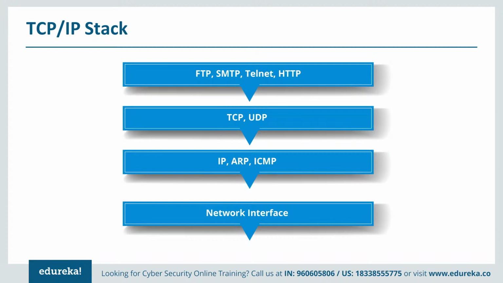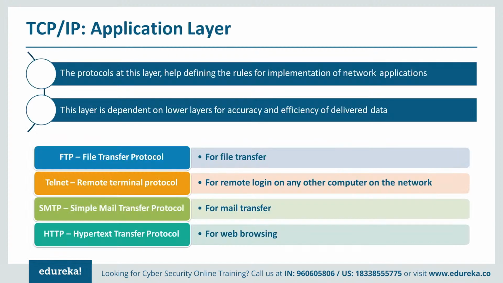So, the simple TCP/IP stack. What are the protocols used? In the top layer, the application layer uses FTP, SMTP, Telnet, HTTP, etc. The host-to-host layer uses TCP and UDP protocols. The internet layer uses IP, ARP, ICMP. And then the network interface layer. These are the simple examples.